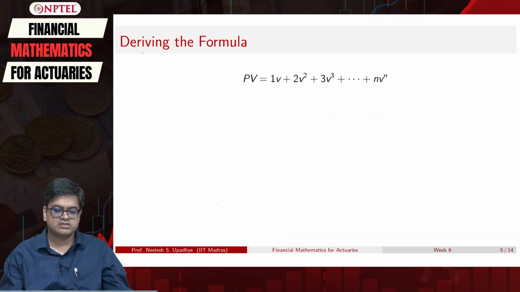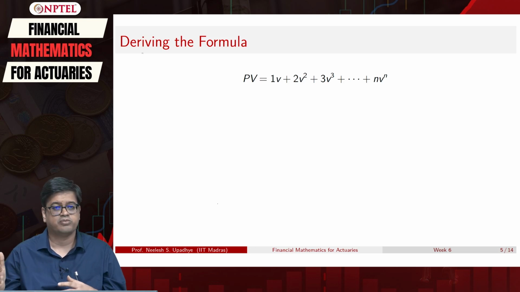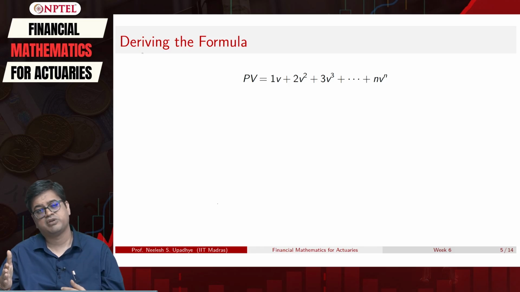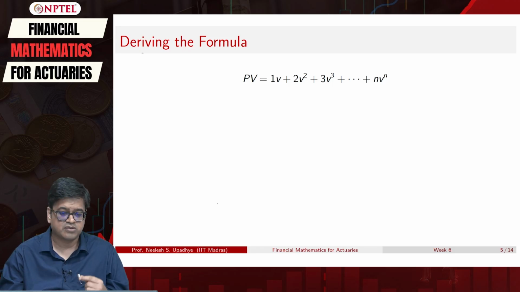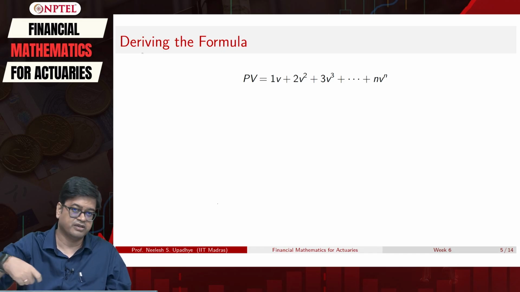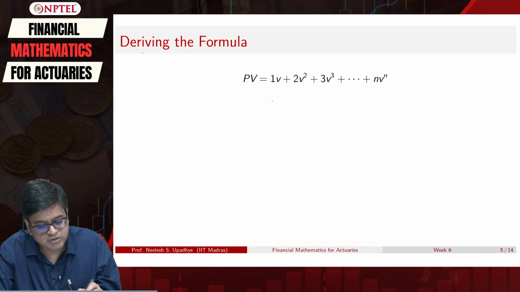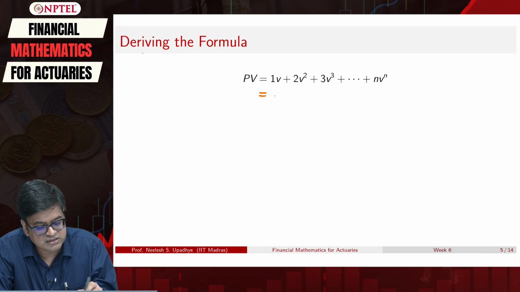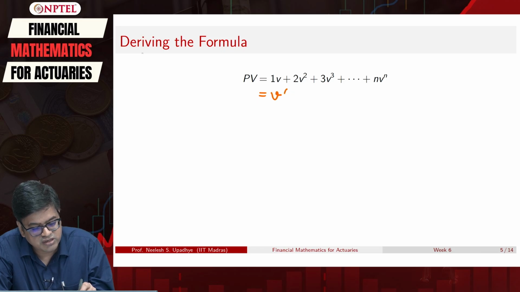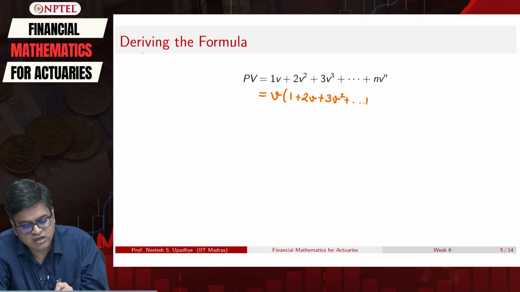Let us go to the general formula, where the payment is due up to time point n, and every time the payment increases by 1 unit. At the first time point I have a payment of 1, and at the nth time point I will have a payment of n units. That is very simple. Now this can also be seen as v taken out common, times 1 plus 2v plus 3v squared and so on, up to n times v raised to n minus 1.